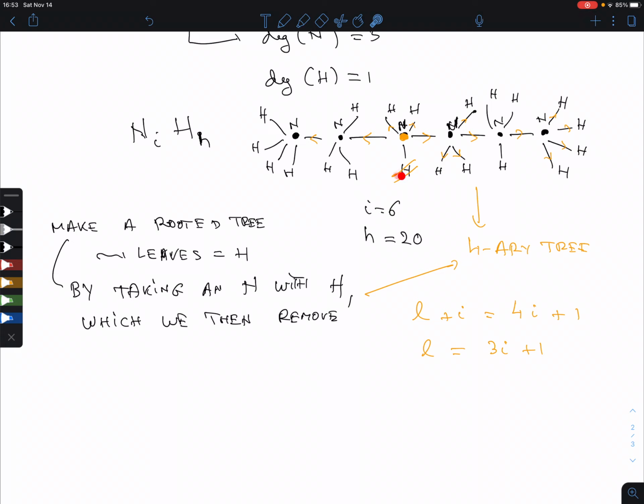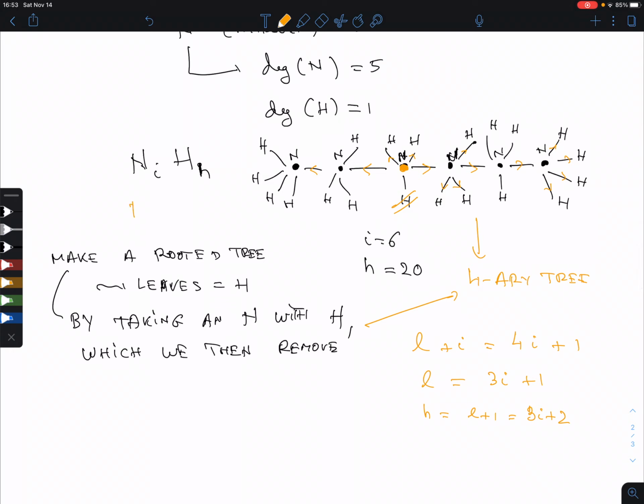But now I have to put it back in there. And so that would mean that I have to add one more. So the number of hydrogens is one more than the number of leaves, so that is 3i plus 2. And that is the formula here. So we have N_i H_(3i+2). And does it fit the calculation here? If I is 6, then this should be N6 H20. And that's exactly what we have, right?